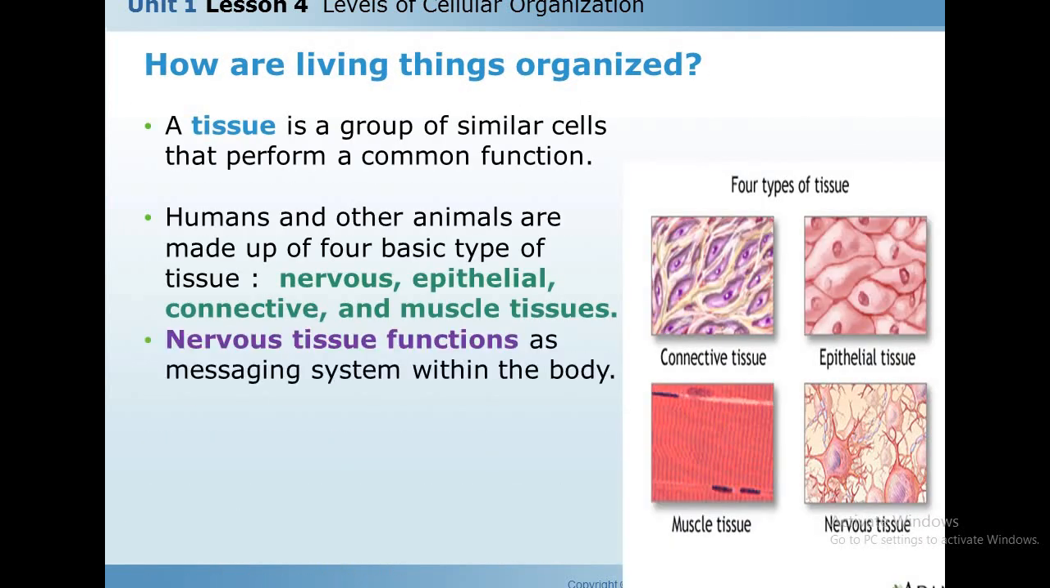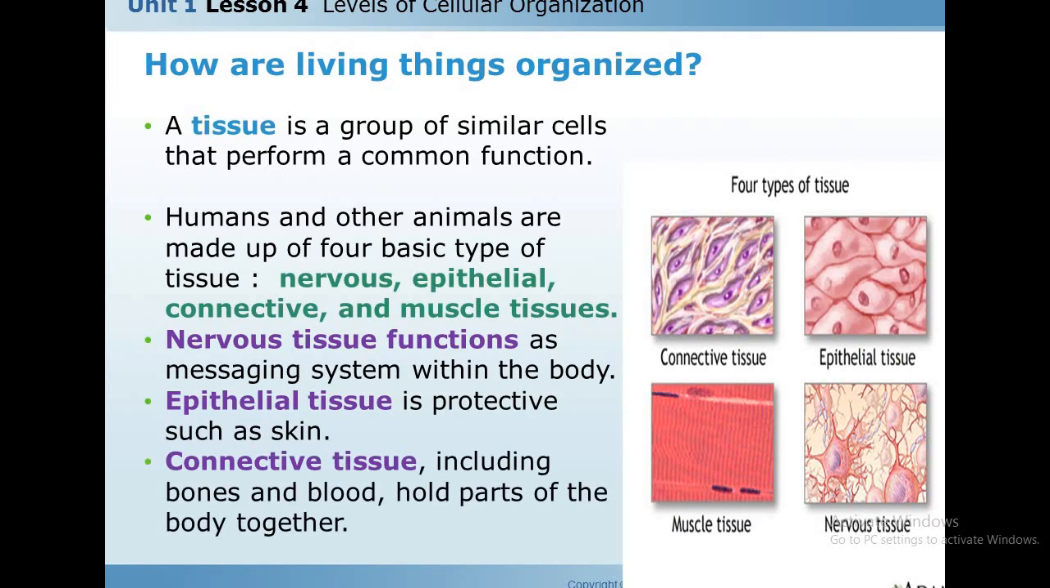Okay, so as I told you that the second level of cellular organization is the tissue. So a group of cells, they are going to do the tissue. So tissue is a group of similar cells that perform a common function. Humans and other animals are made up of 4 basic types of tissues: nervous tissue, epithelial tissue, connective tissue, and muscle tissue. Let's say it again. Connective tissue, epithelial tissue, and muscle tissue, and nerve tissue.